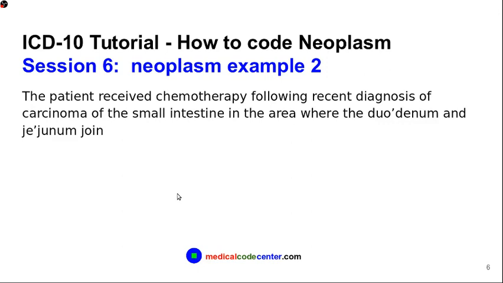So the second example, the patient received chemotherapy following recent diagnosis of carcinoma of the small intestine in the area where the duodenum and jejunum join. So we have two things here. One is chemotherapy, and then we have carcinoma of a small intestine. So feel free to pause the video and get your coding book. Code this example, please.